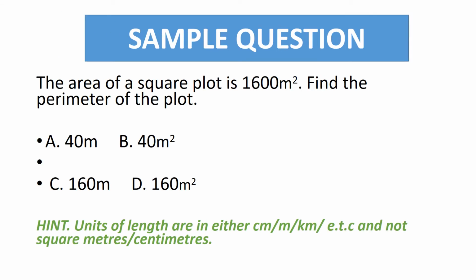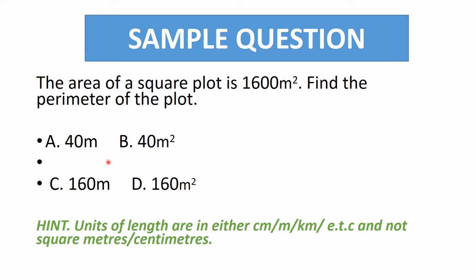The area of a square plot is 1,600 meters squared. Find the perimeter of the plot. We have done this question several times, and today we want to do it again. Anytime you have the area of a square, if you find the square root, you will find the length of one side. To find the perimeter, you multiply by 4. If you look at the choices here, they are almost the same, because they want to confuse you. Your hint is that perimeter is just length, the distance around a figure.